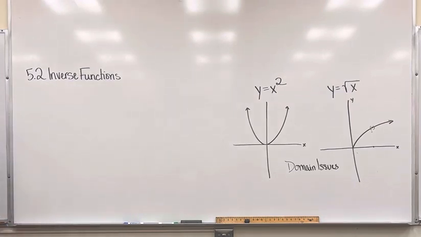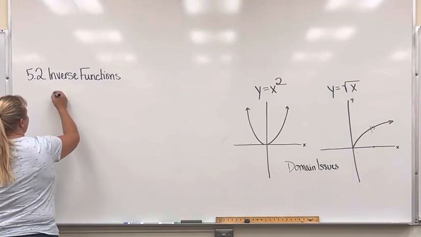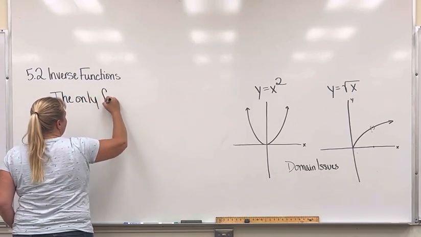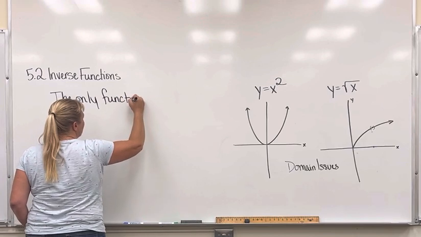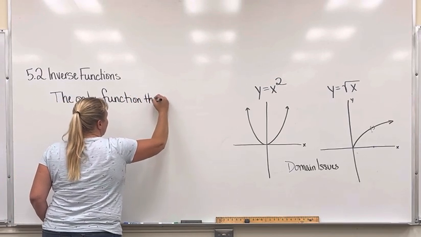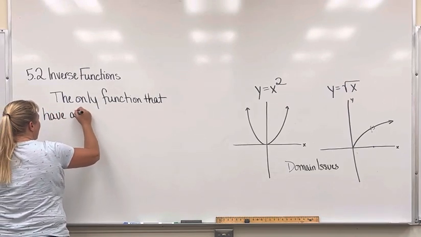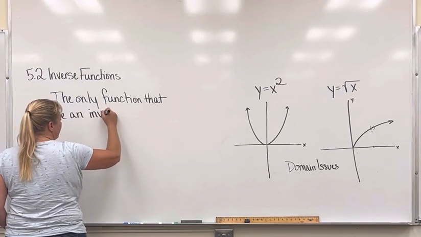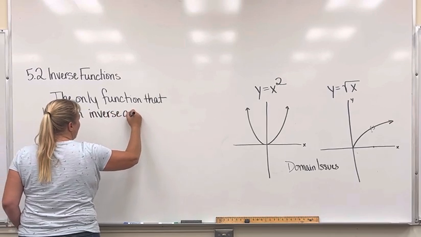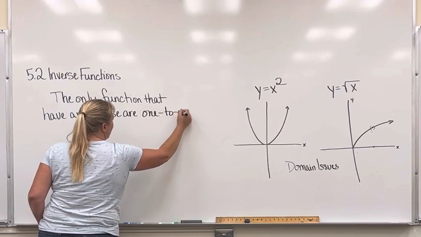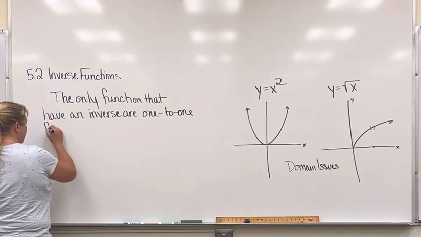So in order to have an inverse, we need what we call a one-to-one function. So the only functions that have an inverse are one-to-one functions.